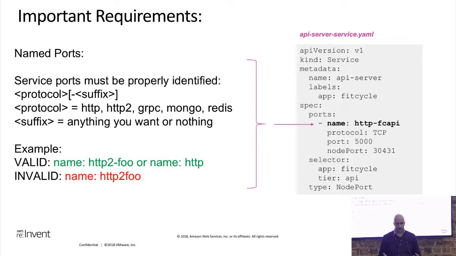So as an example, if I wanted to call it a Django component, or in this one it's my API server, I give it the name HTTP, but I give it a dash.